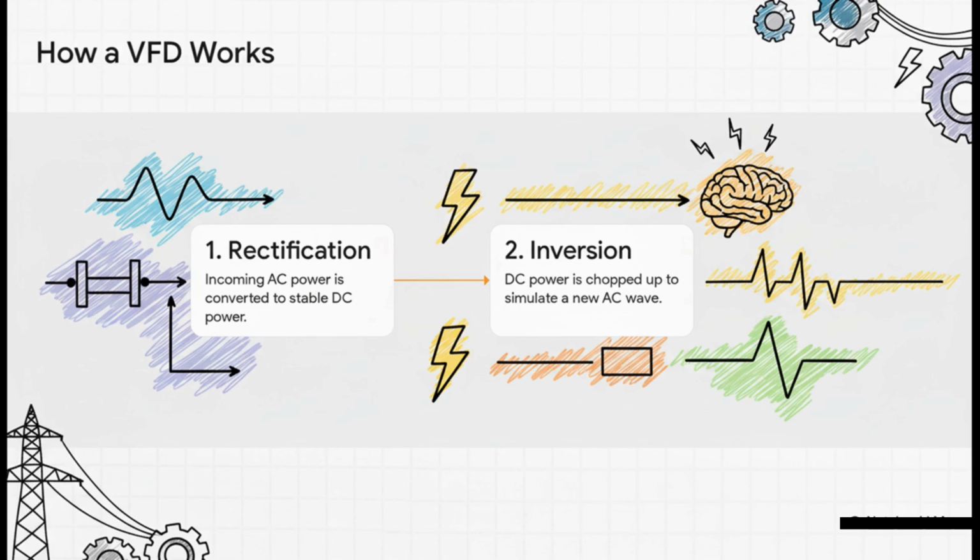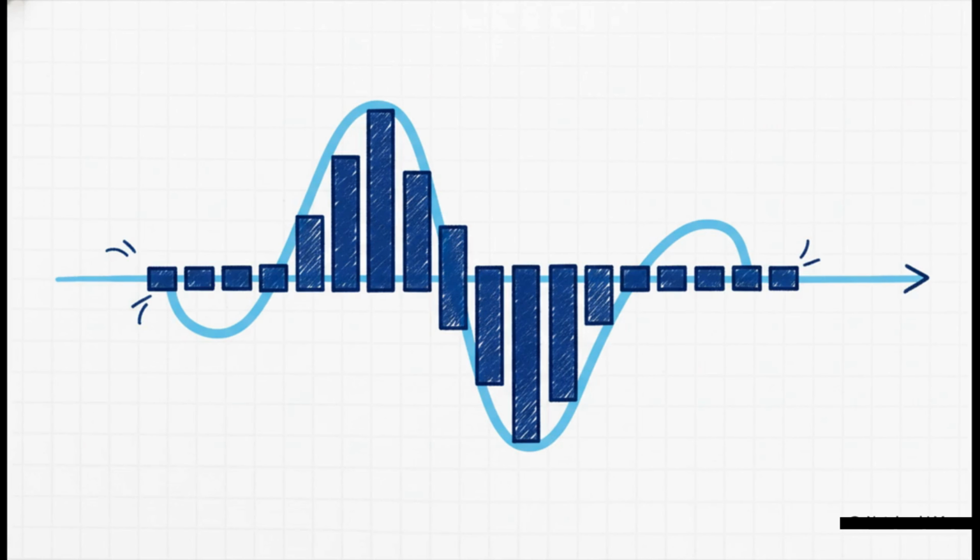First, it takes that nice smooth AC power from the wall and rectifies it, turning it into flat, stable DC power. Then, its little computer brain starts chopping up that DC power into thousands of tiny pulses to perfectly fake a brand new AC wave at whatever frequency it wants. This clever technique is called pulse width modulation, or PWM. By changing how wide those little DC pulses are, the VFD gets total, precise control over the motor's speed. So instead of just being on or off, it can run at 30%, 50%, 72%, whatever it needs. This saves a ton of energy.